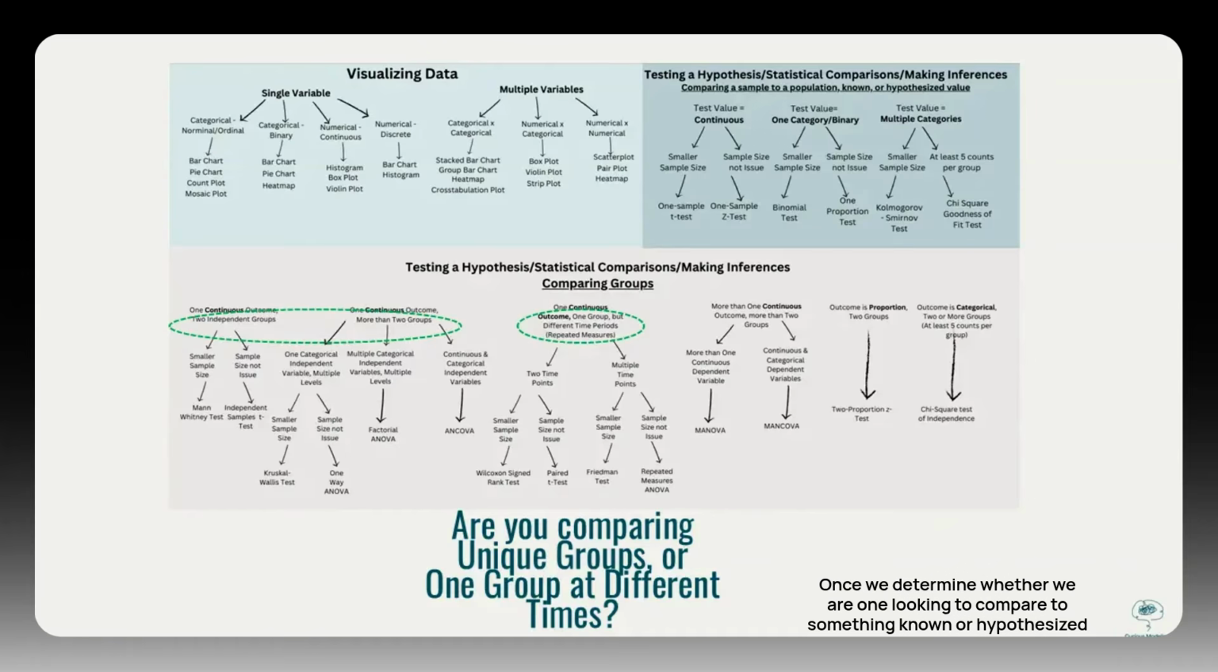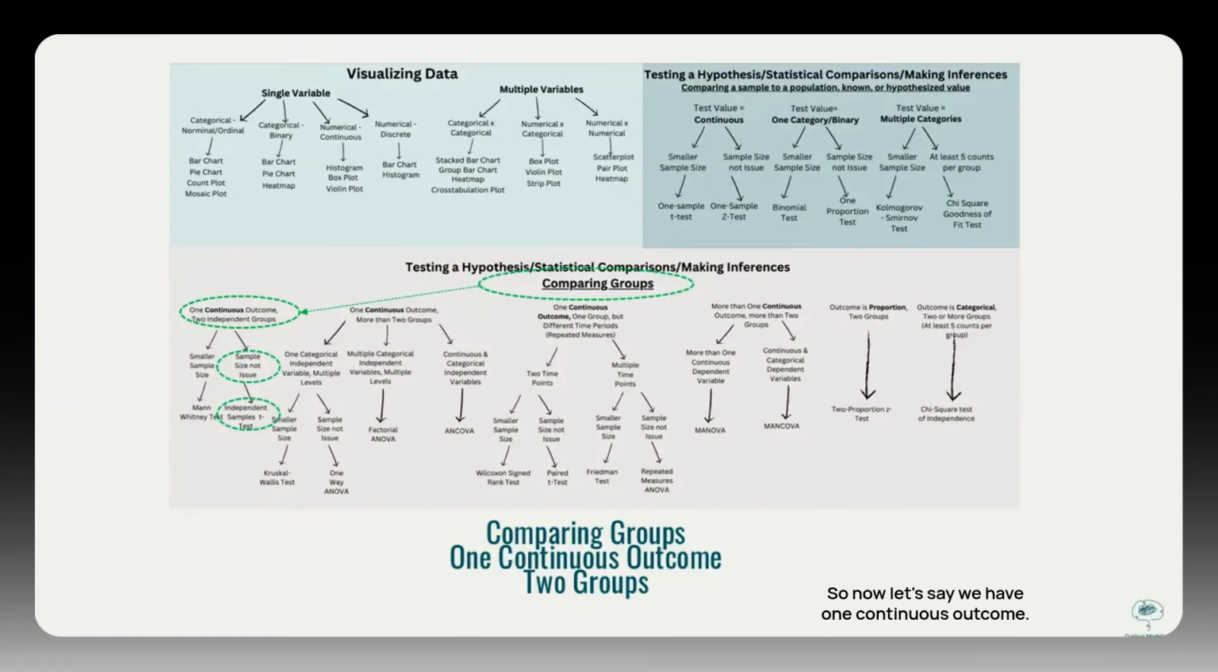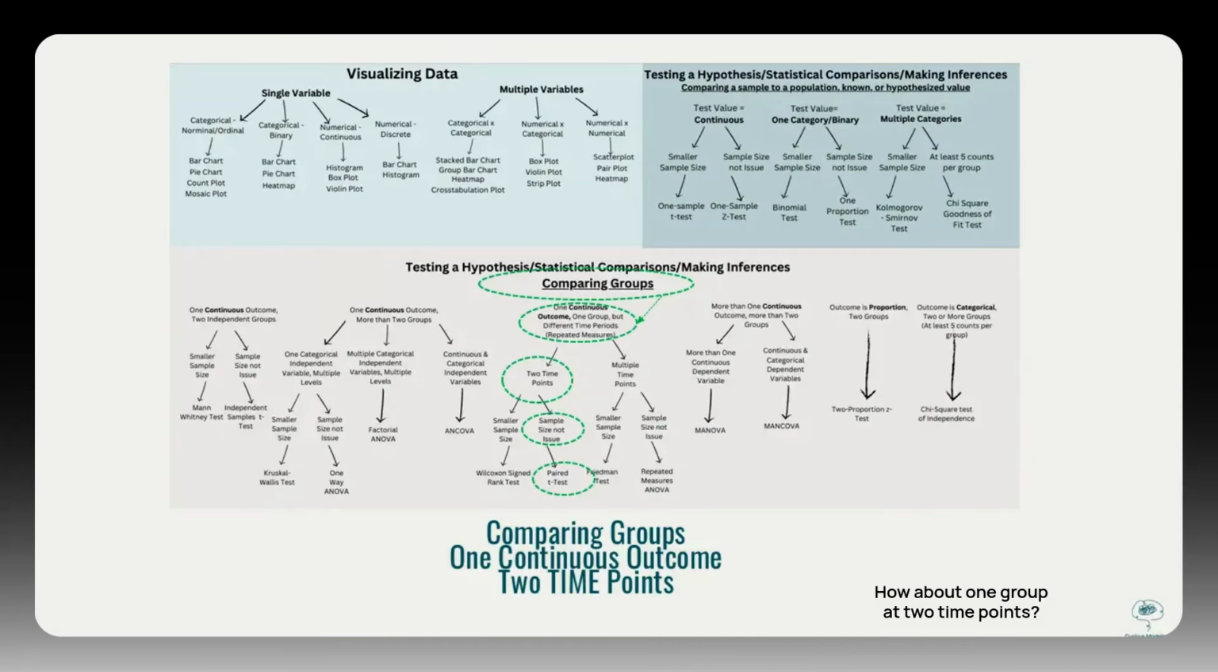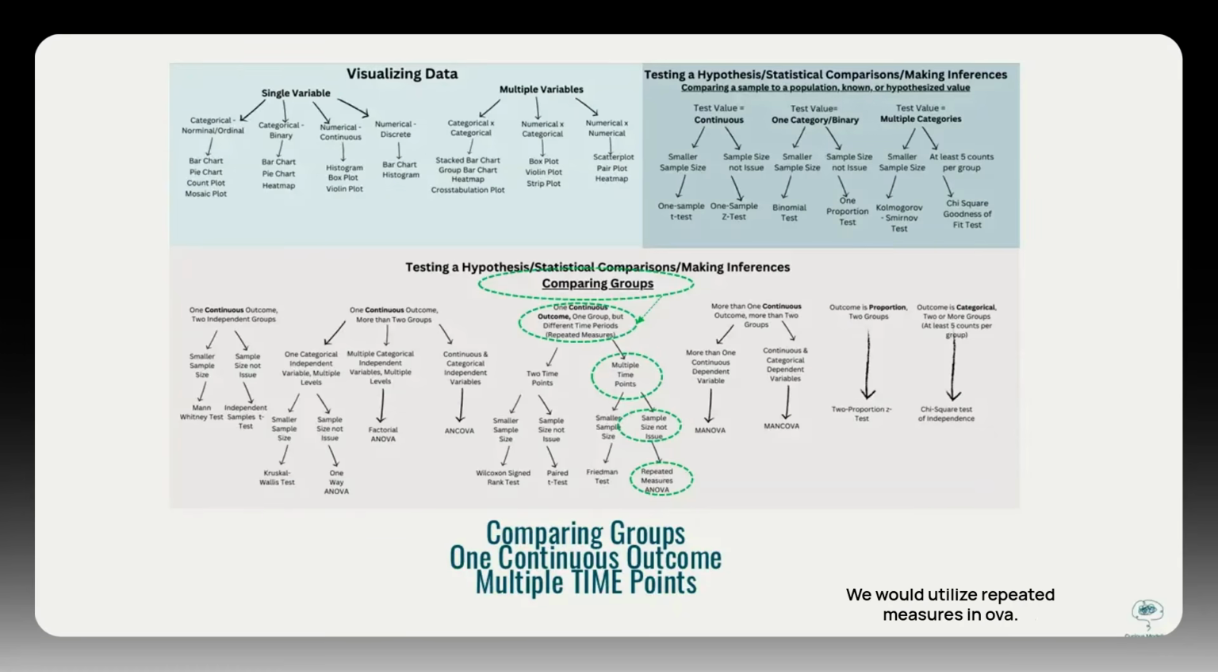Once we determine whether we are, 1, looking to compare to something known or hypothesized value, or 2, we're looking to compare groups, we would then follow the appropriate branch. So now let's say we have one continuous outcome. Do we want to compare 2 groups? If so, we use independent samples t-test. What about more than 2 groups? Then we select one-way ANOVA. How about one group at 2 time points? We use paired samples t-test. And maybe more than 2 time points. Here we would utilize repeated measures ANOVA.